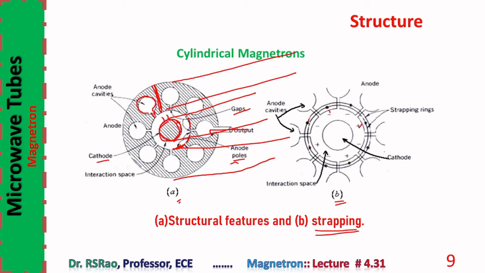Now, why strapping? The purpose of strapping is to prevent mode jumping. A cavity magnetron, or cylindrical magnetron, is capable of functioning in several modes. Each mode is associated with a certain frequency.